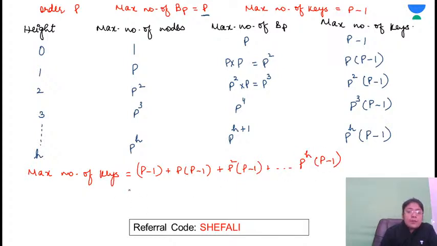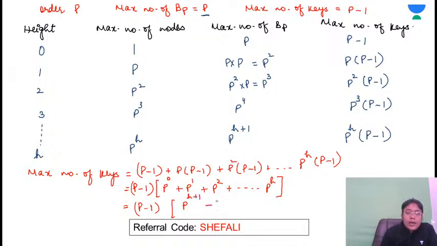If you observe here, p minus 1 is a common term. You can take it as common. So it's p raised to power 0 plus p raised to power 1 plus p raised to power 2 and so on, going till p raised to power h. This is a GP series times p minus 1. First term is 1, common ratio is p, number of terms is h plus 1, so p raised to power h plus 1 minus 1 divided by p minus 1. This will get cancelled out, so this comes out to be p raised to power h plus 1 minus 1.